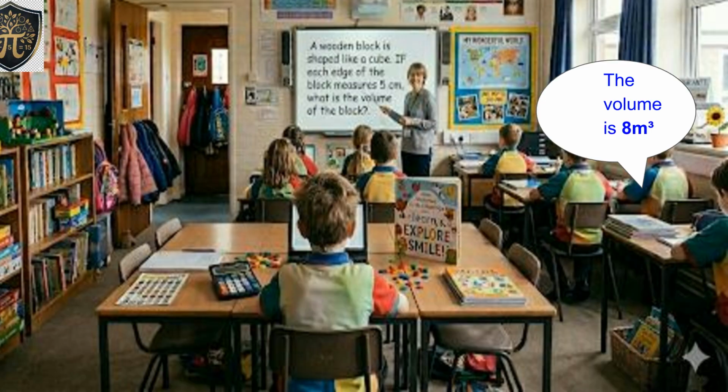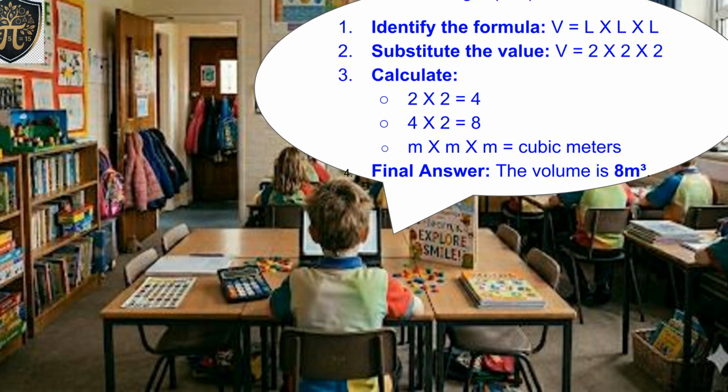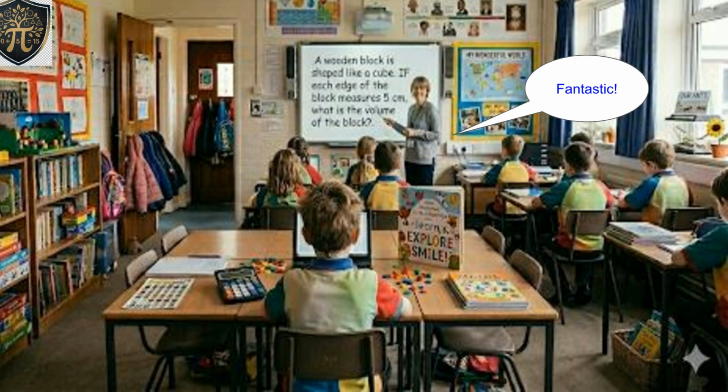The volume is 8 cubic meters, which is correct. Excellent work. That's very fast. Now how did you get that answer? To find the volume, we substitute the side length, which is 2 meters, into the formula V equals L times L times L. So V equals 2 by 2 by 2. 2 times 2 is 4, and 4 times 2 is 8. Since the unit is meters, the final answer is 8 cubic meters.